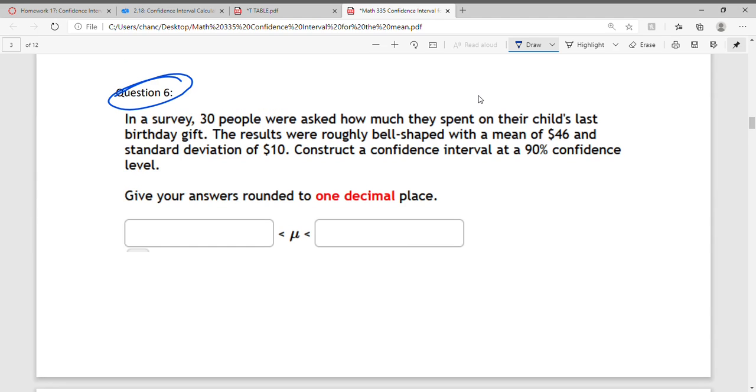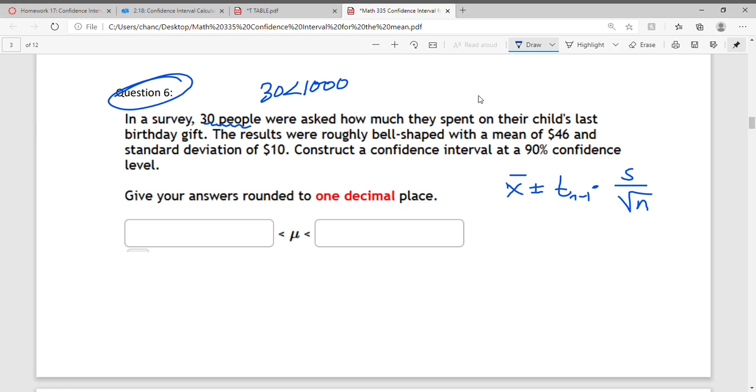In question 6, I want to do the work by hand first, and then we'll use our calculator to make sure we got the right answer. Now, notice that the sample size here is 30. This is less than 1,000. 30 is less than 1,000, so we're going to use the formula x bar plus or minus t sub n minus 1 times s over the square root of n.